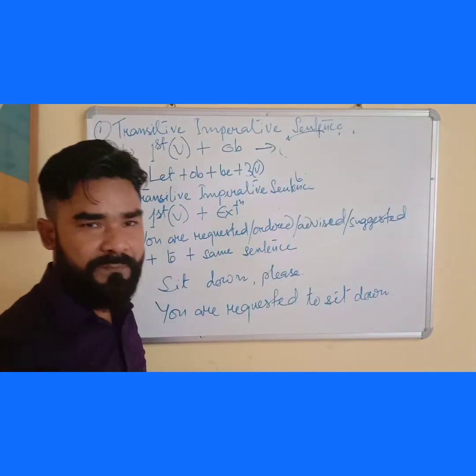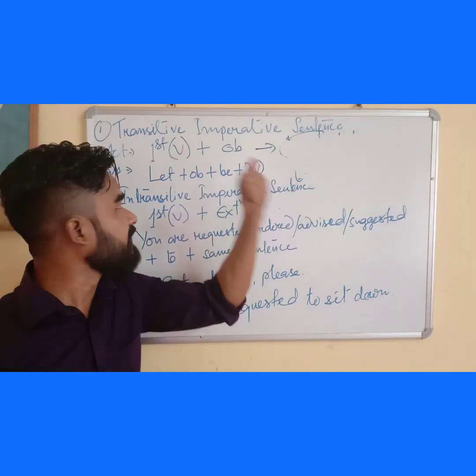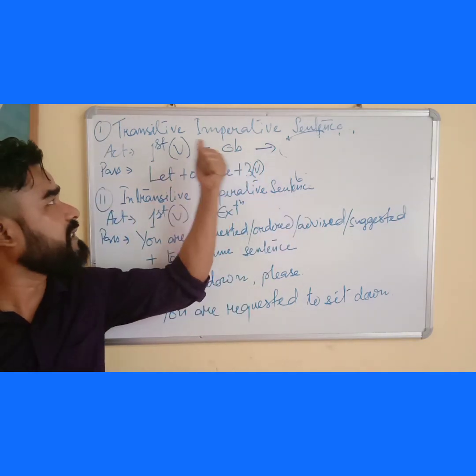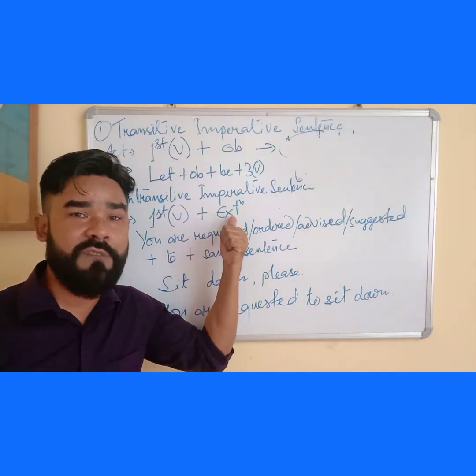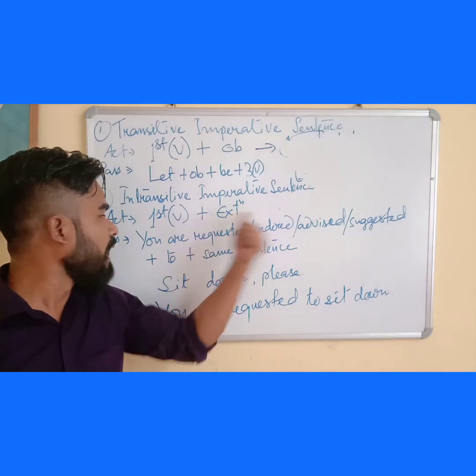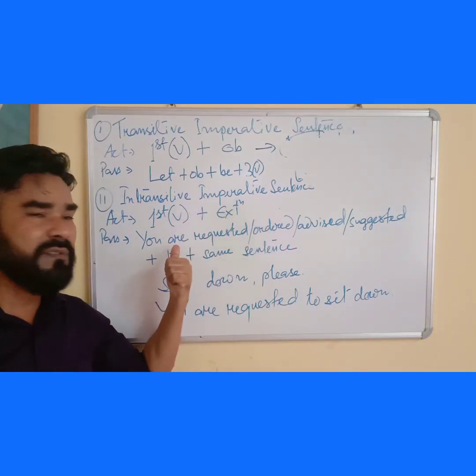Now moving forward, let us move to the intransitive imperative sentence. That means the first form of verb and object is called transitive. Here we have the first form of verb, and it doesn't have an object. Here we can have adverbs of time, frequency and place as well. So what to do? Then the passive formula comes like this.